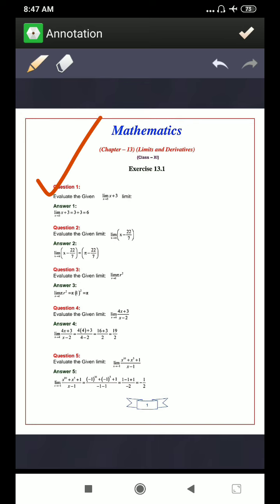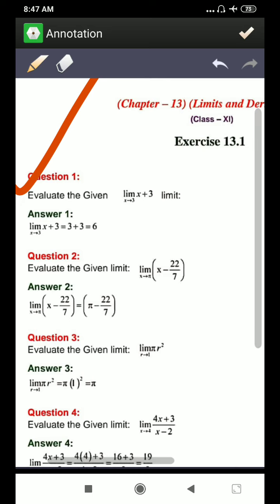Limit x tends to 3, x plus 3. Simply replace x by 3 in this. You get 6. So 6 is the answer. Question number 2, it is given limit x tends to pi, x minus 22 by 7. So replace x by pi. So it will be pi minus 22 by 7. You know that pi is also 22 by 7. So its answer is 0.